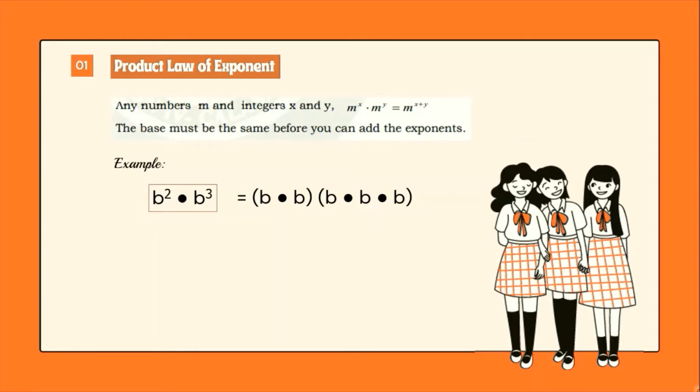Applying this formula or standard form, magiging B yung ating base dahil dapat pareho sila na B. And then, ang ating exponent ay magiging 2 plus 3.